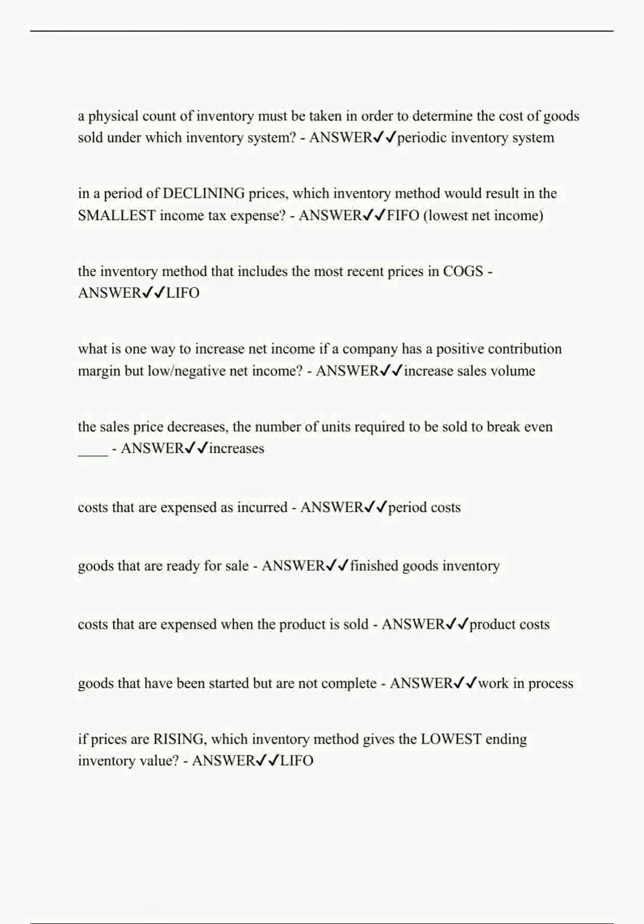Goods that are ready for sale? Answer: Finished goods inventory. Costs that are expensed when the product is sold? Answer: Product costs. Goods that have been started but are not complete? Answer: Work in process.